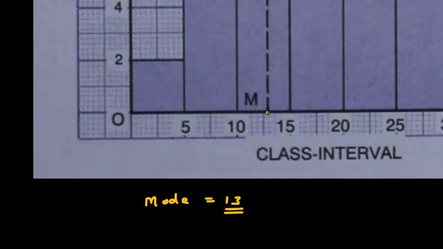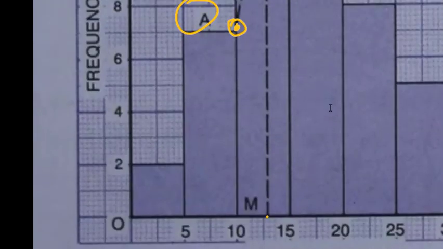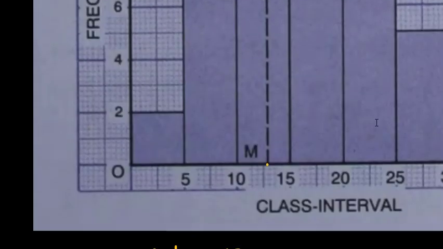Okay, this is how you calculate the mode. Now the mode will lie between 10 and 15. That is, the number which repeats the maximum number of times will be between 10 and 15, because we have maximum frequency between 10 and 15. So that's it. You have found the mode.